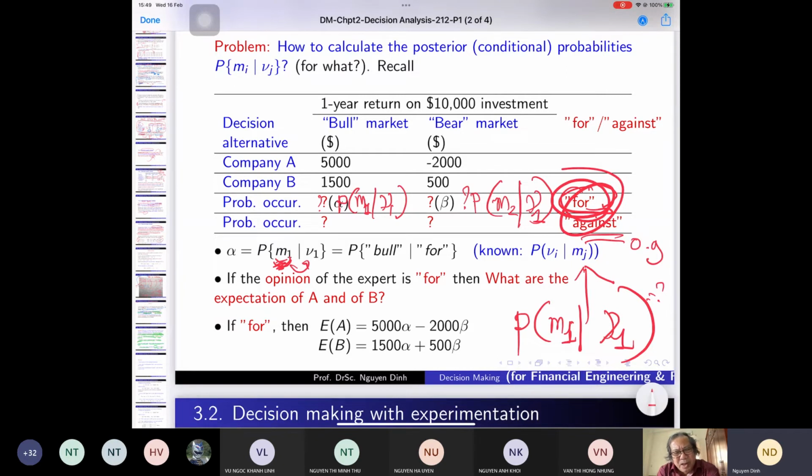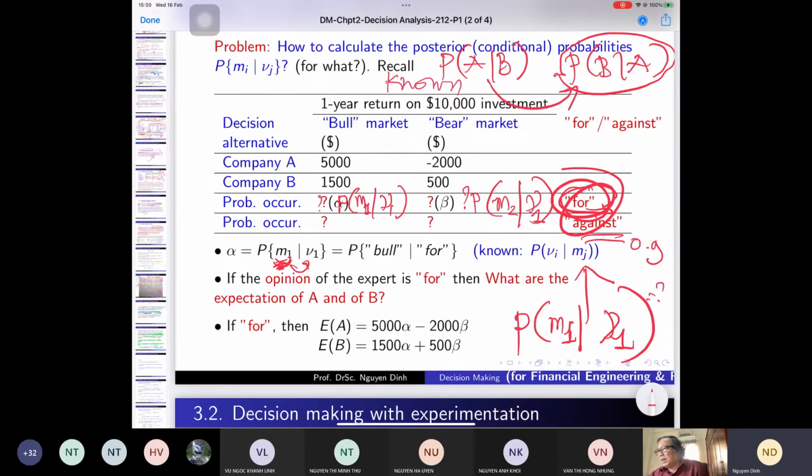Is that okay? And in the theory of probability, if you have something like P of A given B, and now you want to find out P of B given A, you know this one and you want to find out this, then there is one formula for this, which is Bayes theorem.